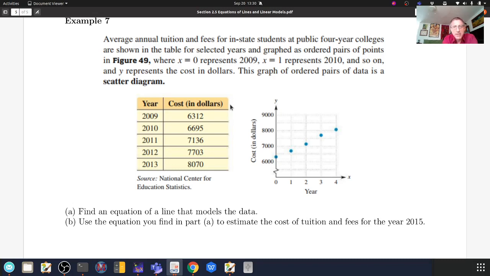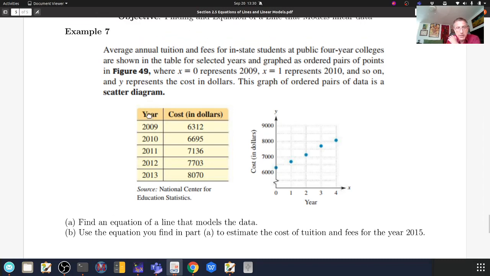So the average annual tuition and fees for in-state students, so remember the average rate of change, the average annual tuition and fees for in-state students at public four-year colleges are shown in the table for selected years and graphed as ordered pairs. So here's the year 2009, cost is $63.12. 2010, you can see it's increasing. If I were to draw a line through those dots, it wouldn't be perfect. I couldn't draw a straight line through all of them.